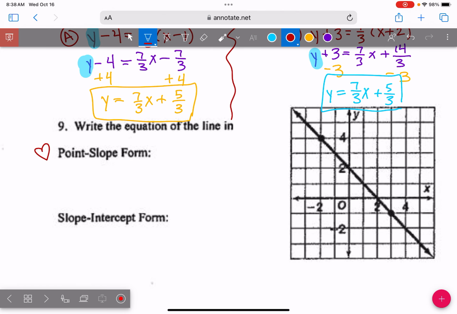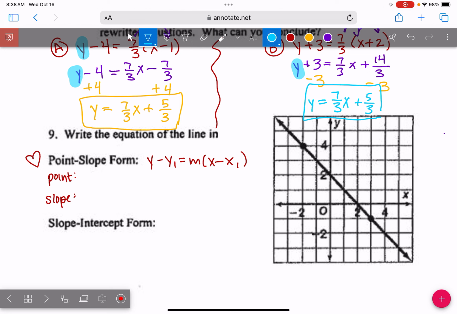So let's start there. I remember point slope form is y minus y1 equals m times x minus x1. The two things that I need here are a point and a slope. So let's look at my graph. And like we demonstrated before, it doesn't matter what point I pick. So let's just pick one. I'm going to choose this one. I'm choosing that point right there. That point is located at 3, -1. So let's come over here and write 3, -1 for my point.